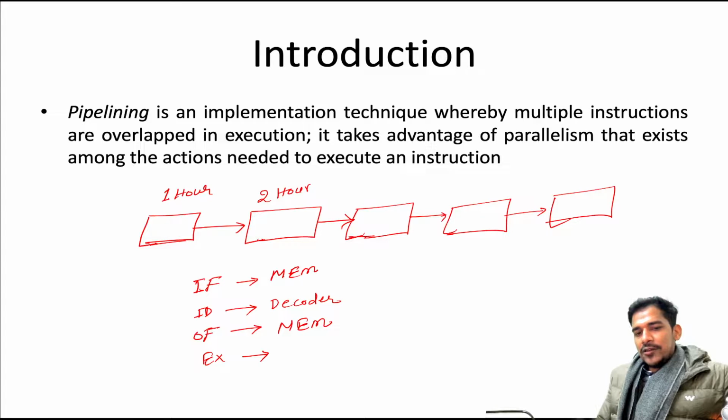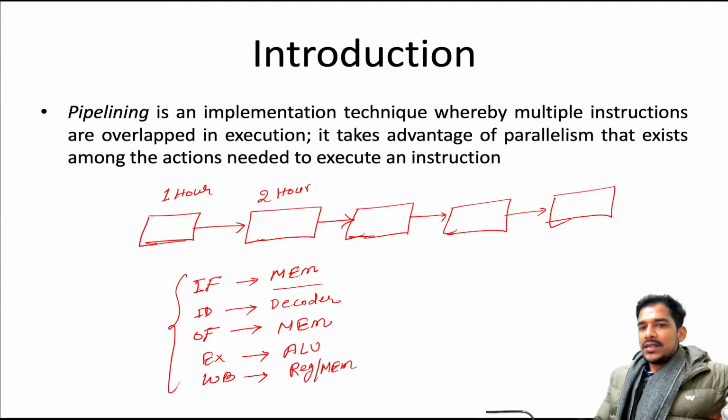So ALU will be used in this particular stage, and then write back may be in the registers or it may be in memory. So in this stage register or memory may be used. So we know that different tasks of the instruction are being performed on different units. So what we can do is we can pipeline these units so that we get better throughput from the system. So pipelining is an implementation technique whereby multiple instructions are overlapped in the execution.